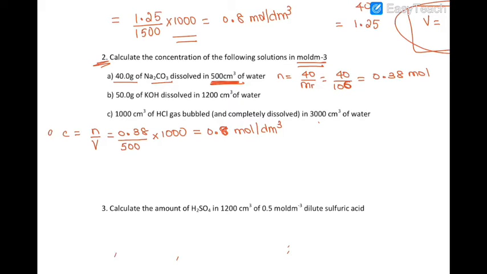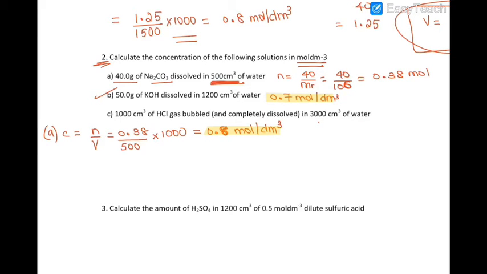So that's for part A. Try to do part B. It's the same way. And check your answer. For part B, you should get a value of 0.7 mole per dm cube. Pause the video, check your answer.